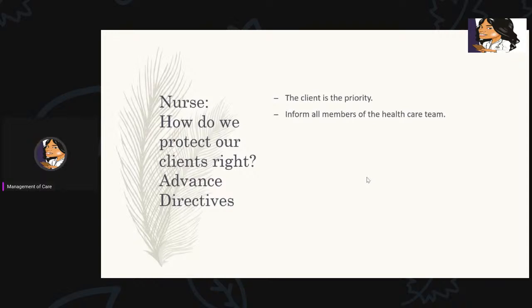Just remember, nurses, how do we protect our clients' rights? Advance directives. Always remember that the client is a priority, and inform all members of the healthcare team about the patient's advance directive. Make sure you know and everyone else knows.